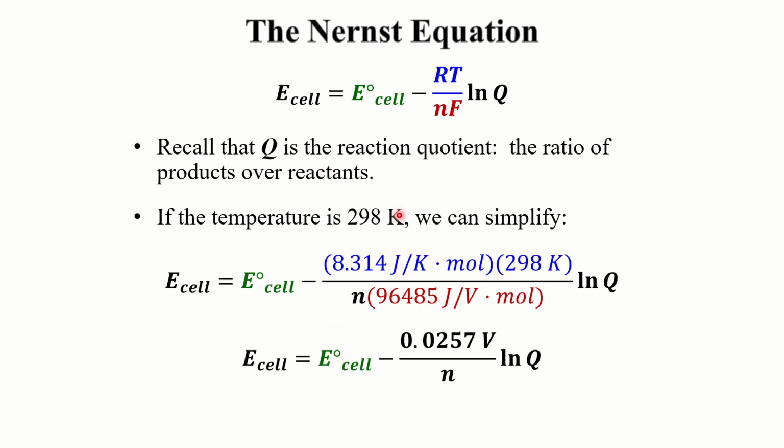If the temperature is at 298 Kelvin, you will see this version of the equation, at least for my course, given on the reference sheet. But if the temperature is 298 Kelvin, this can actually be simplified. If we plug in 8.314 as our ideal gas constant, 298 Kelvin as the temperature, and 96,485 as Faraday's constant, we get the simplified version: E cell equals E naught cell minus 0.0257 volts over n times ln of Q. And again, n here is moles of electrons transferred.